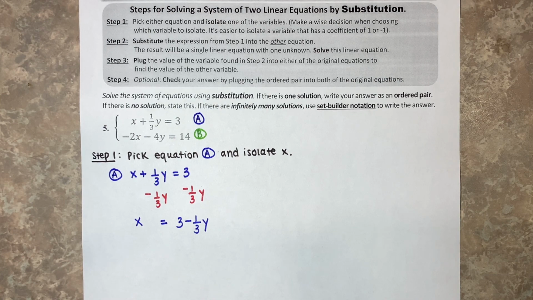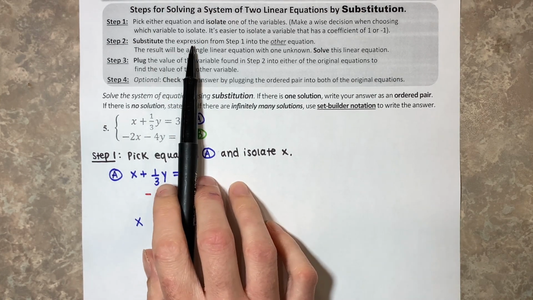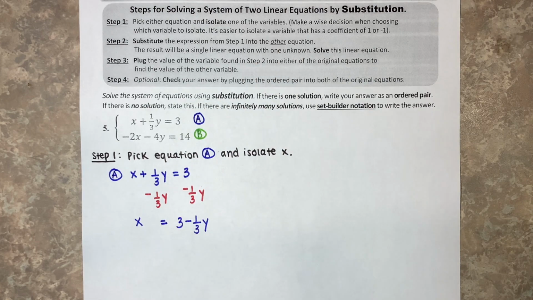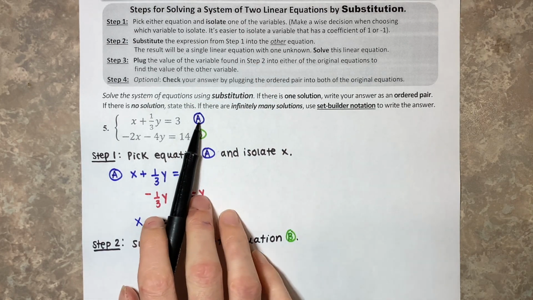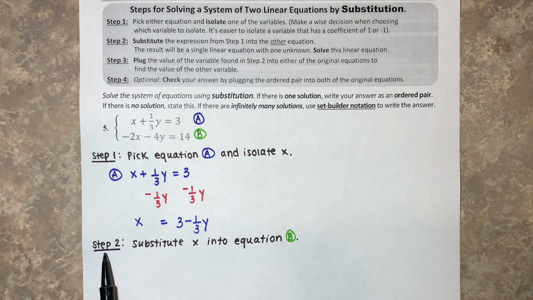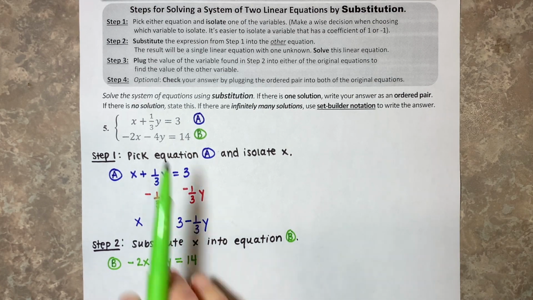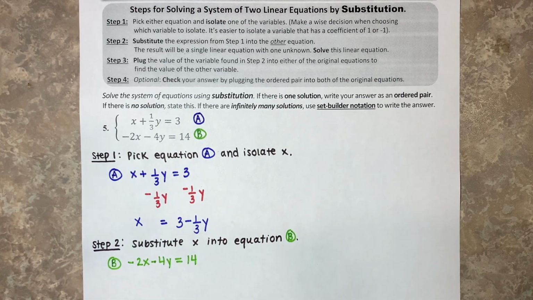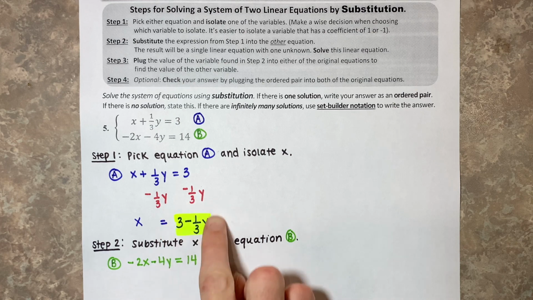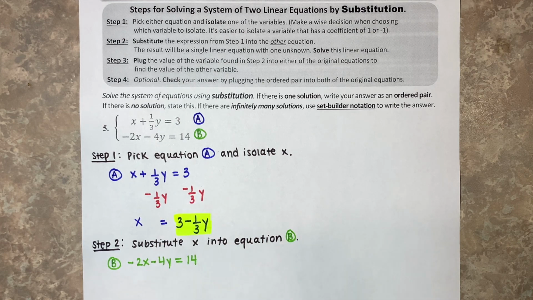For step 2, we substitute the expression from step 1 into the other equation. For step 1, we used equation A. In step 2, you want to use the other equation, so we're going to use equation B. I've started by copying down equation B. Now in step 1, we isolated x, and we found that x is equal to this quantity right here. So in step 2, we're going to plug this quantity in for x into equation B.